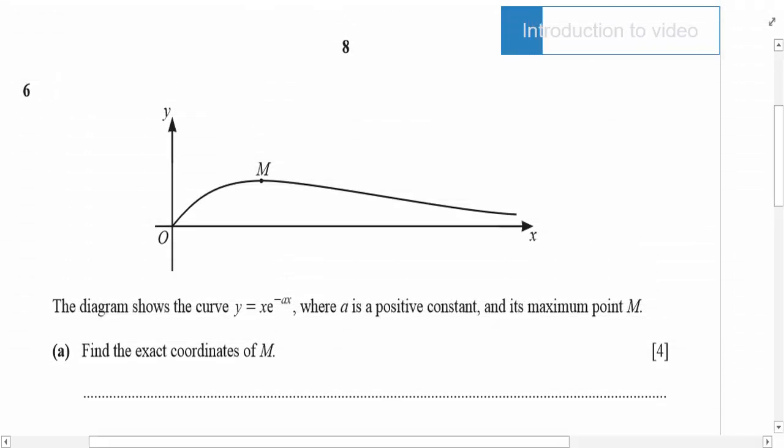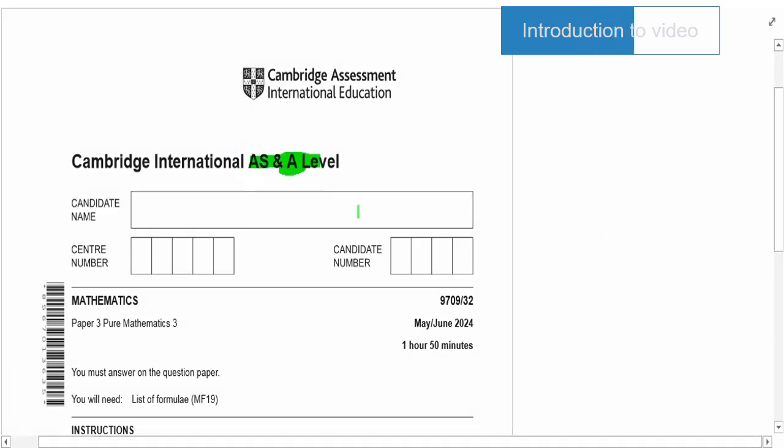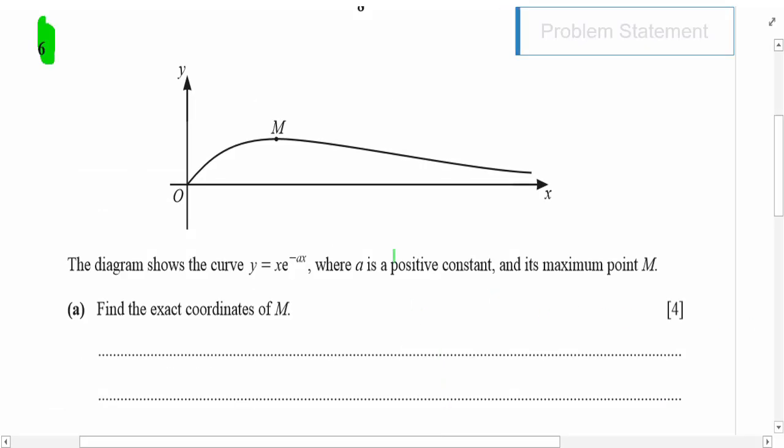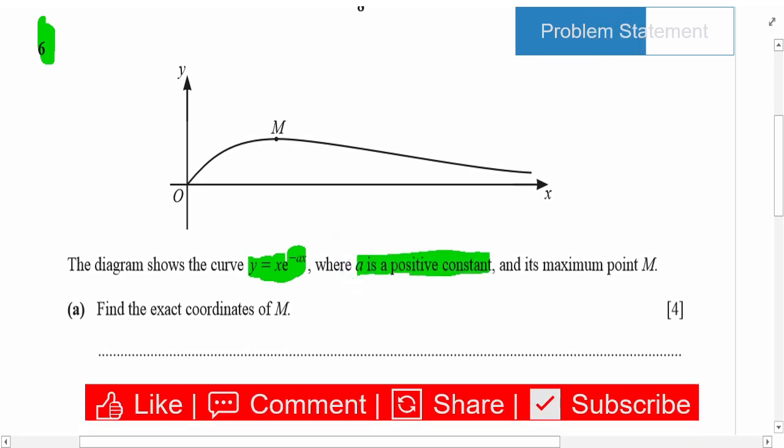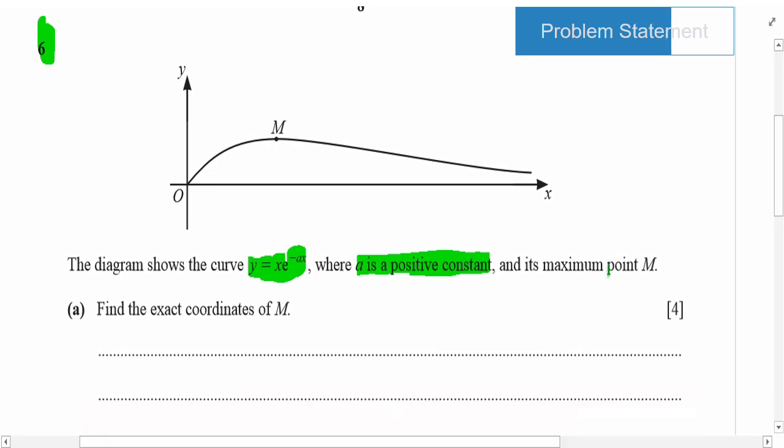Hello. Today we are going to do question 6 of A Levels Math 9709 variant 32. We are working on the May-June 2024 paper. In this question, we are given a diagram that shows a curve y equals x e to the power of minus ax, where a is a positive constant, and it has a maximum point M. We have to find the exact coordinates of point M.